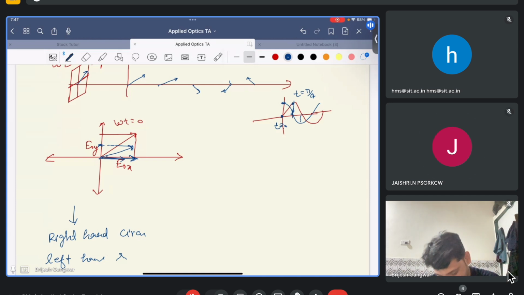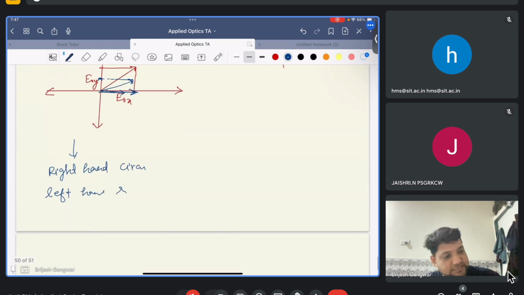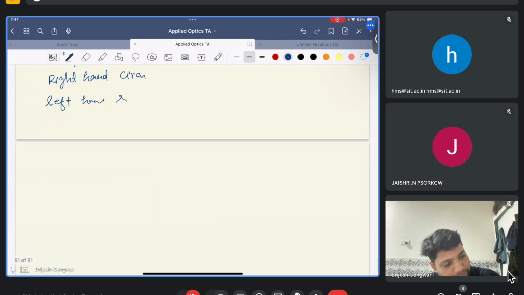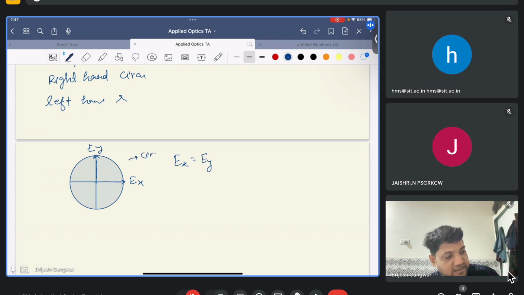So on the basis of this polarization vector, you can say this is circularly polarized light or this is right hand circularly polarized light. See, when the circle is formed, the electric vector components we are considering, Ex and Ey, are equal. Okay, so this one axis and two axis are equal. That's why it is a circle.